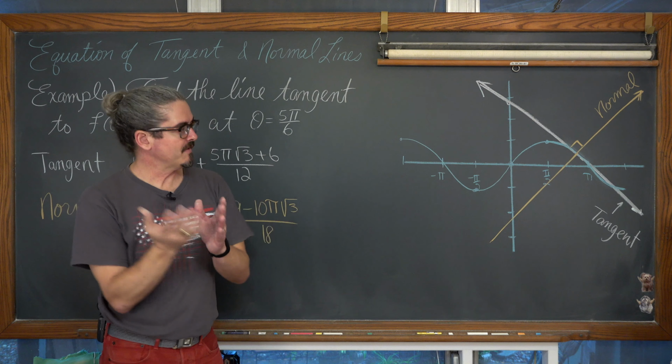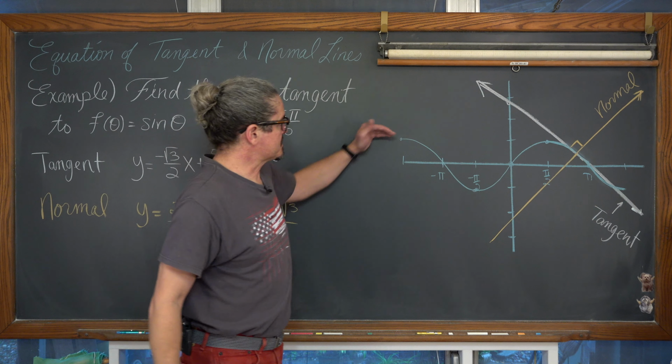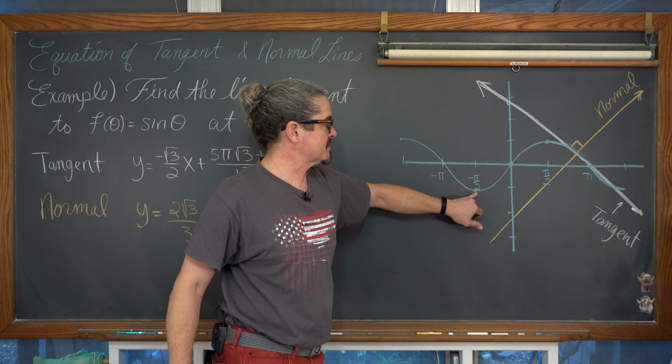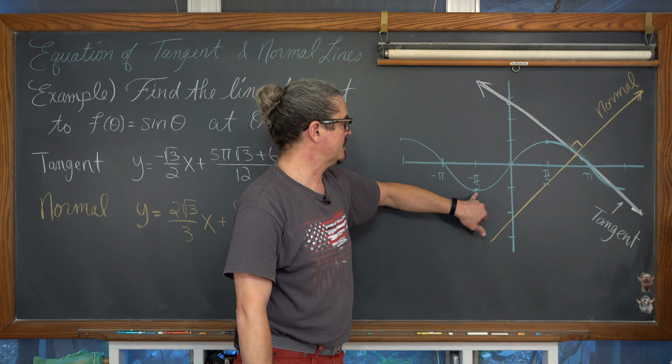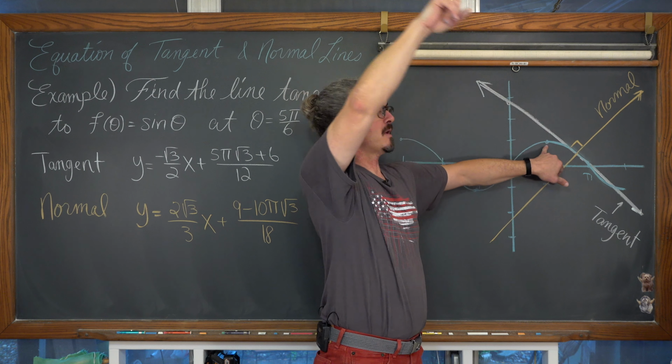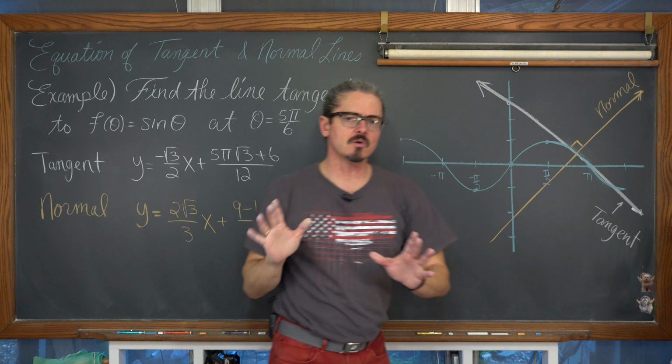So for a visualization there, we have our sine wave coming through. The sine of negative pi is 0. The sine of negative pi over 2 is negative 1. The sine of 0 is 0. The sine of pi over 2 is 1, and so on and so on.